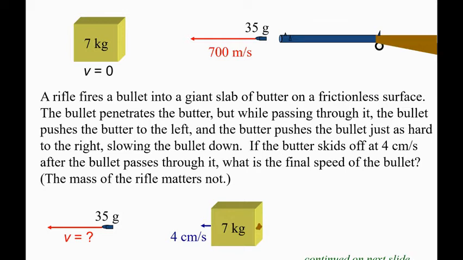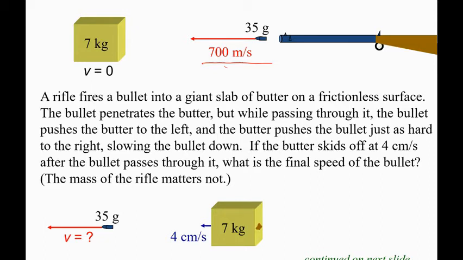So here's an example. I fire a rifle, and the bullet is shot into a giant slab of butter on a frictionless surface. Frictionless, so we're not going to take into consideration work done by friction. We have our bullet over here, and it is shot into the butter. The bullet penetrates the butter, but while passing through it, the bullet pushes the butter to the left and the butter pushes the bullet just as hard to the right, slowing the bullet down.